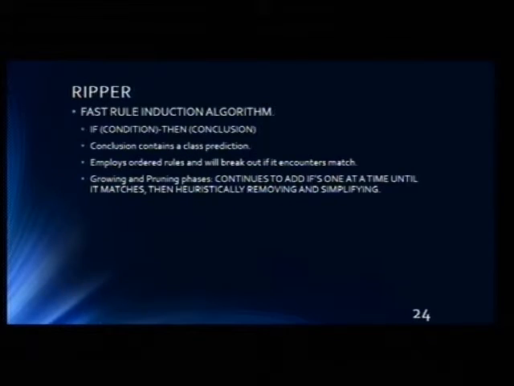Ripper is kind of like an if-then algorithm. It's a fast rule induction algorithm. The conclusion contains a class prediction. It employs ordered rules and will break out if it encounters a match. It has a growing and pruning phase. It continues to add ifs one at a time until it matches, and heuristically removes and simplifies.